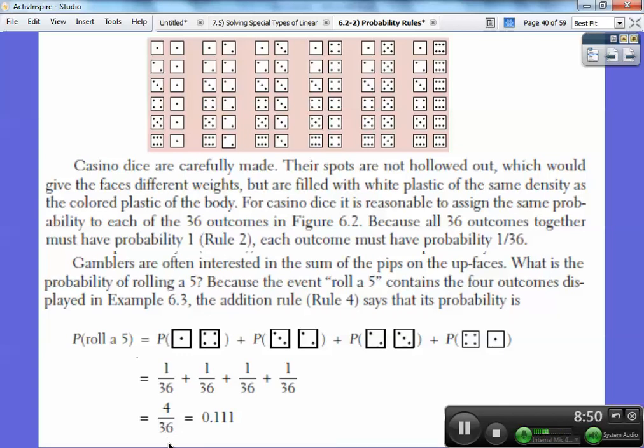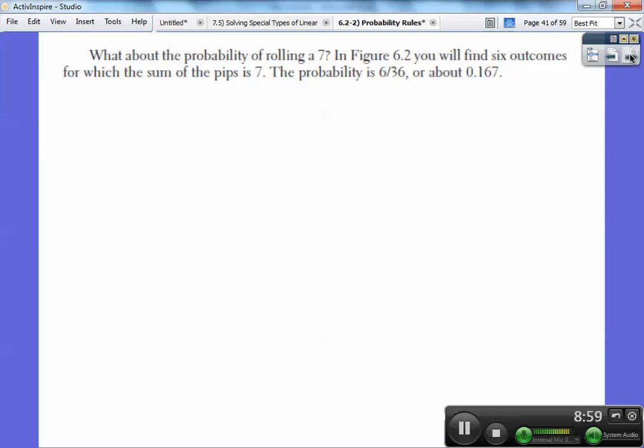It reduces to 1/9, but our textbook likes to do decimal answers, so 4 divided by 36 is 0.111. So it's 1 divided by 9, okay? All right, so what about the probability of rolling a 7?